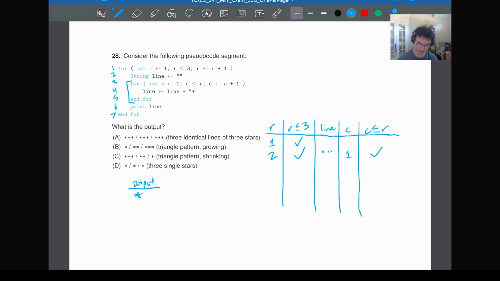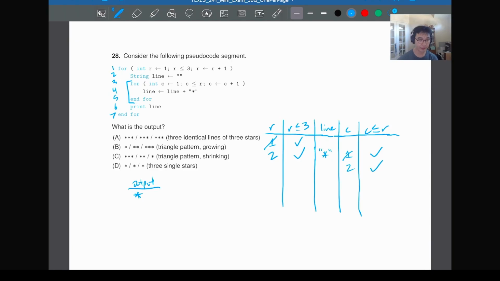That is true. I go to line 5. Line is line plus star. So line is going to be this star. I go to line 5. I loop back up to line 3, the increment. C is now C plus 1, so C is now 2. Let me go ahead and cross it out. C is now 2. I go to the condition check. Is 2 less than or equal to 2?